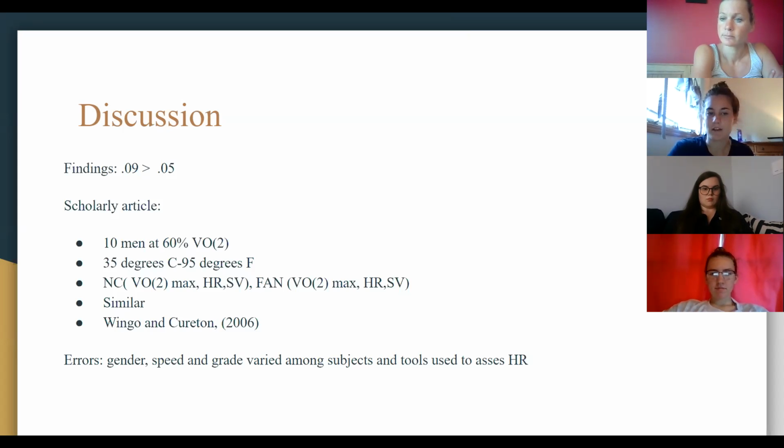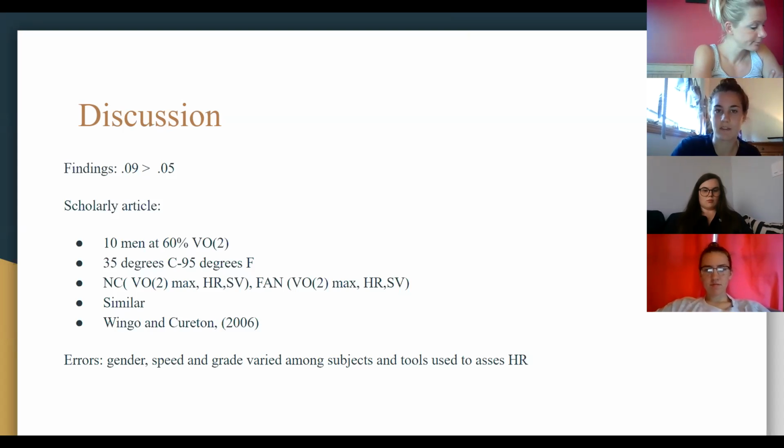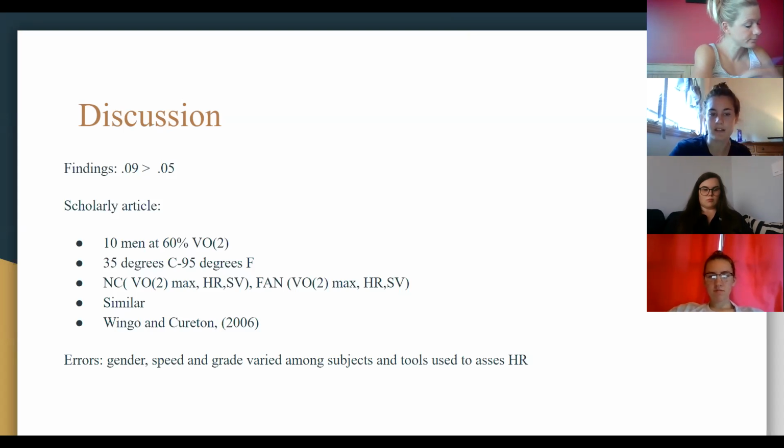So some errors within our study are that we didn't record gender. I know gender can play a factor, because apparently women can handle heat better than men can, and their heart rates will go up. And then the speed and grade varied among the subjects, and some subjects may have used heart rate monitors and Apple Watches. So just some human errors with that.